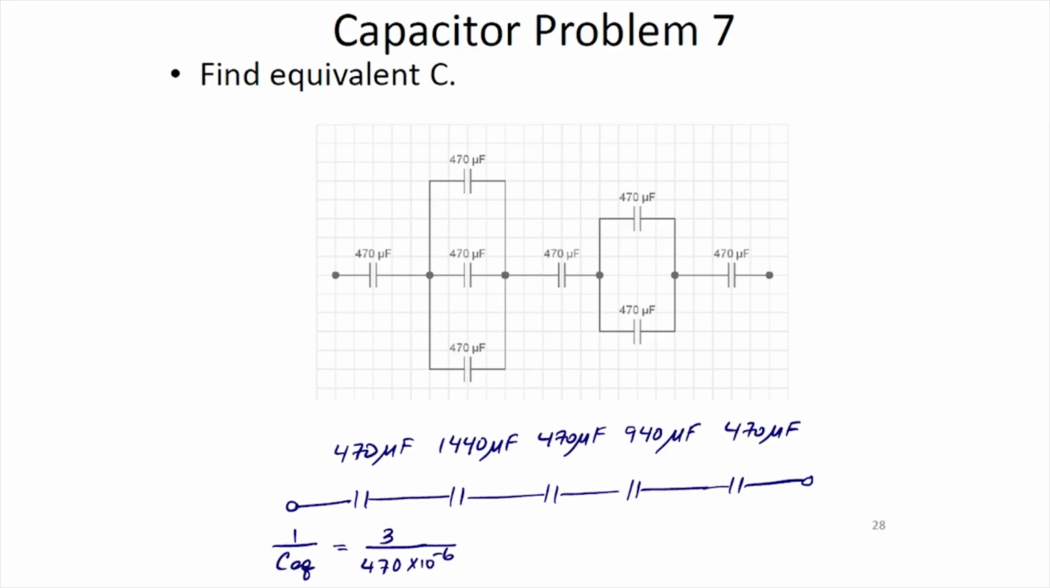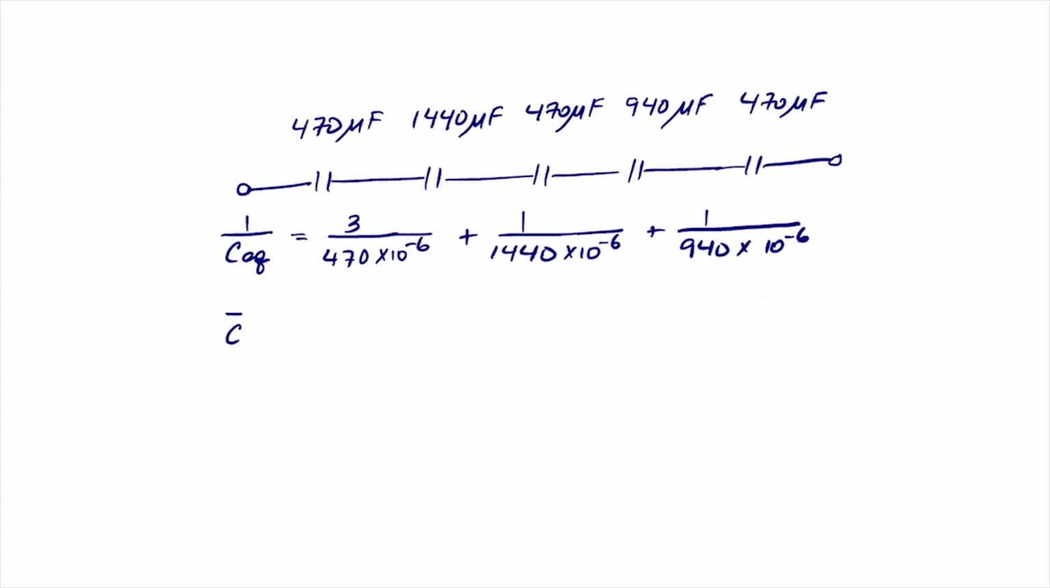And I'm going to have that 3 times, so I'm just going to go ahead and represent that as 3, since I have 3 of those, plus 1 over 1440 microfarads, or 10 to the minus 6, plus 1 over 940 times 10 to the minus 6. And then all those together, this 1 over CEQ. So you have to pull out your calculator to do this. These are approximate numbers. I'm not carrying all the digits.